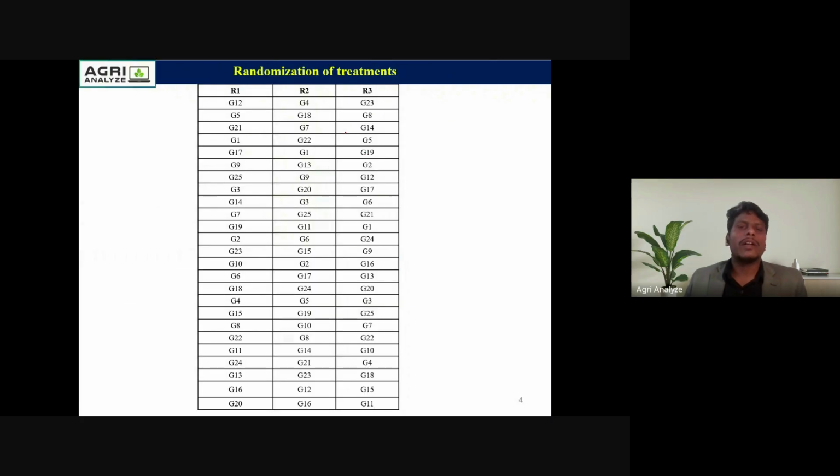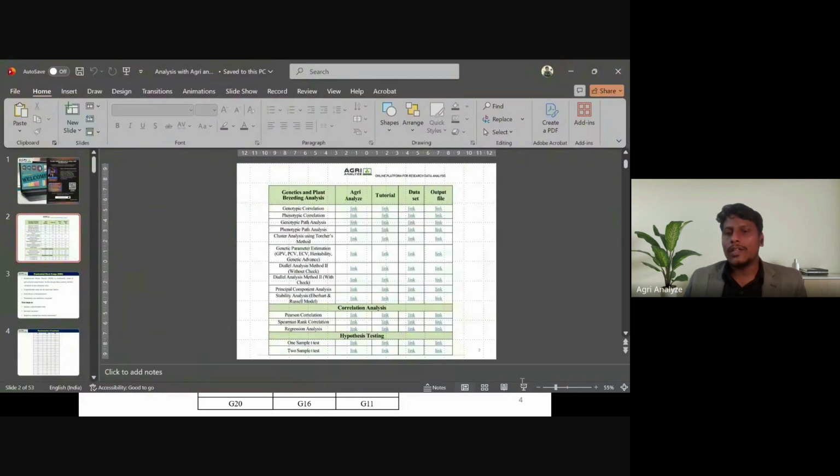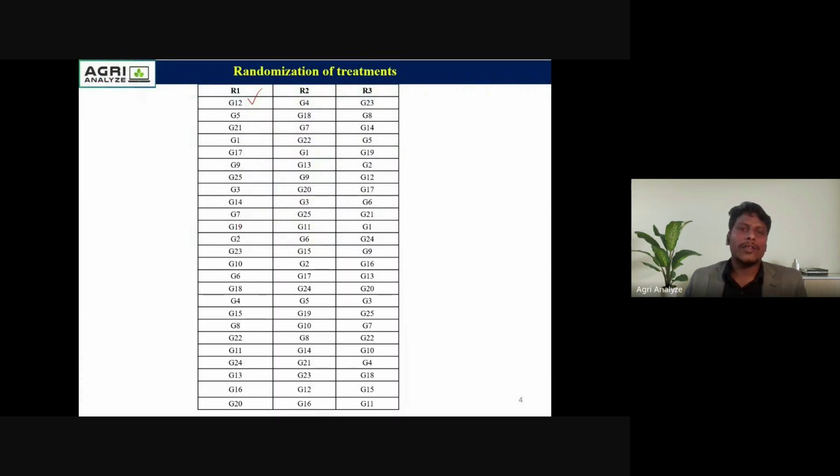This is an example of randomization of the treatments. Suppose these are R1, R2, R3, and here is the allocation of the treatments in each block. The most important question is: how many replications are kept in RBD? The error degree of freedom should be more than or equal to 12. So let's solve this problem. Error degree of freedom is (R minus 1) times (T minus 1), which should be more than or equal to 12.